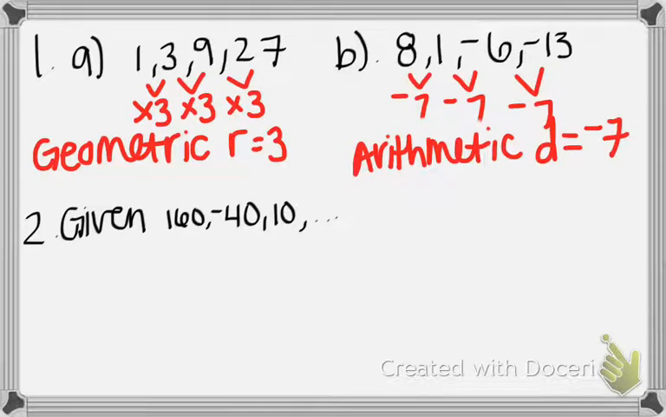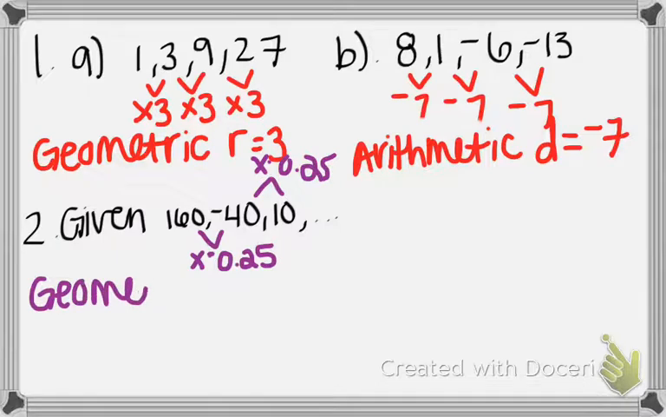Let's move on to something a little more spicy now. Number 2, we also classify if this is arithmetic or geometric. Since going from 160 to negative 40, we multiply by negative 0.25. And from negative 40 to negative 10, we also multiply by negative 0.25. We know that this sequence is geometric with a common ratio of negative 0.25.